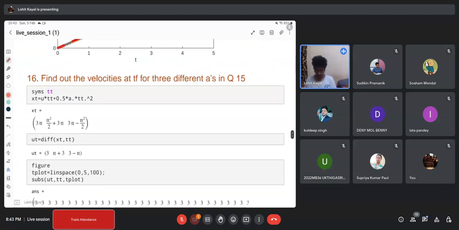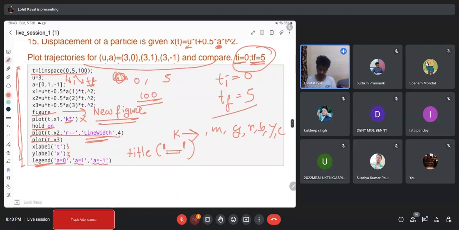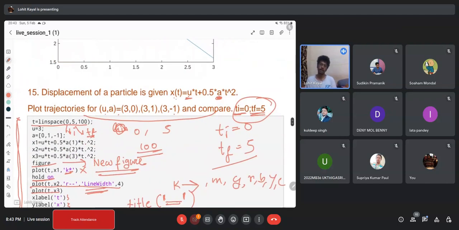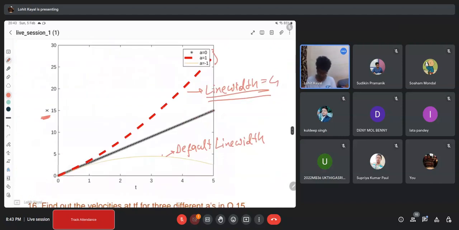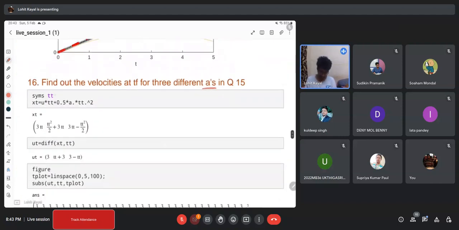Now again, find the velocities at tf, that is at the final time, for three different accelerations in question 15. That means I have to calculate a velocity. I am given this profile, and I have to calculate the final velocity for these three cases. Okay, so I am using the symbolic thing: xt equals u times tt plus 0.5 times a times tt square. Okay, I haven't put in a semicolon over here, so something has appeared over here.